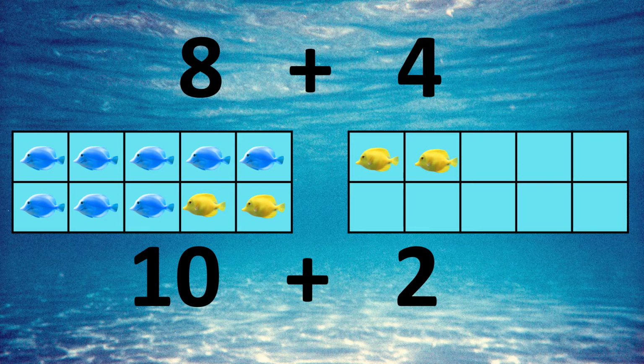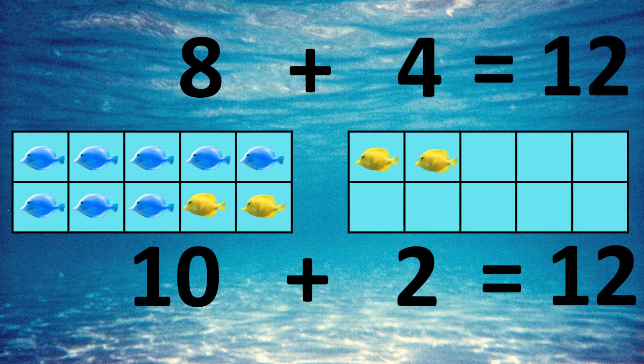When I look over to the other frame, I can see that there are only 2 fish left in that frame. So that means that 8 plus 4 is the same thing as 10 plus 2. And we know that 10 plus 2 is 12. So if 10 plus 2 is 12, 8 plus 4 is also 12.